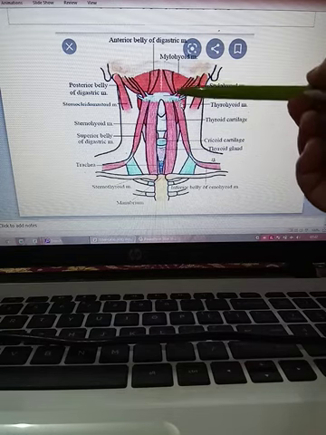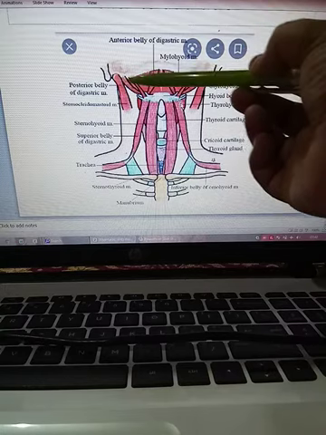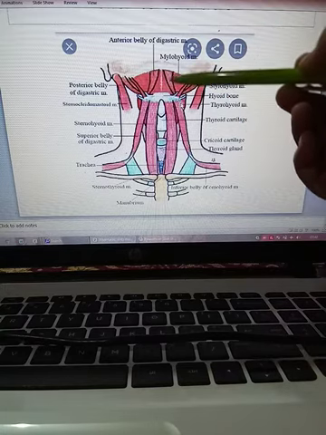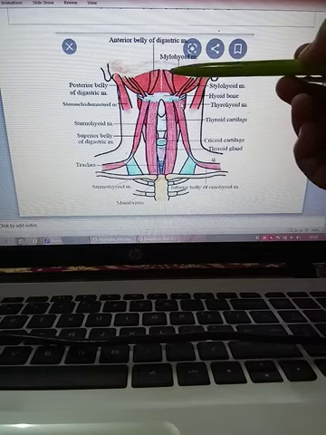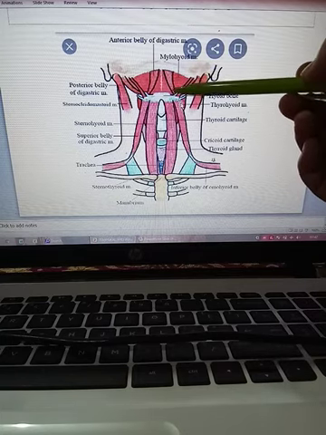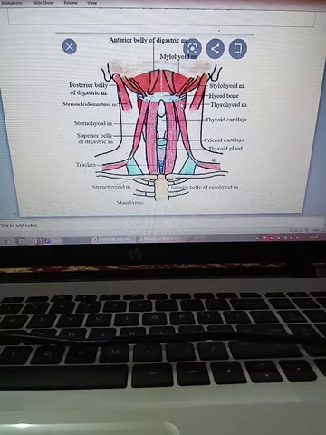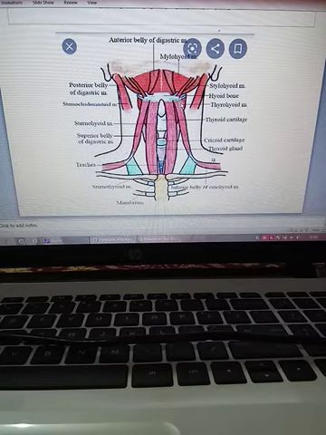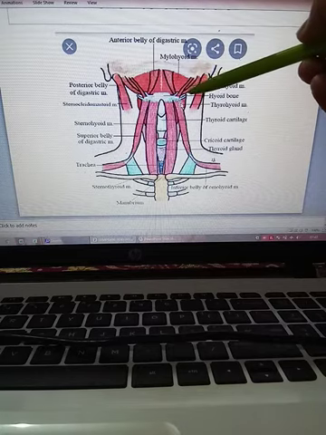This is the anterior belly of the digastric muscle, and this is the posterior belly of the digastric muscle. Anterior belly ये है और posterior belly ये है. This is the intervening tendon. So you have two digastric muscles on two sides, and each digastric muscle has two bellies, anterior and posterior. In between they have a tendon.